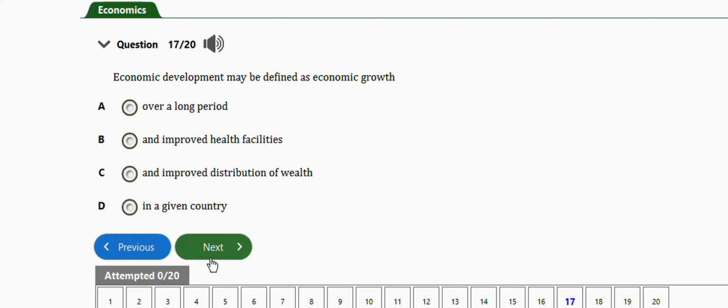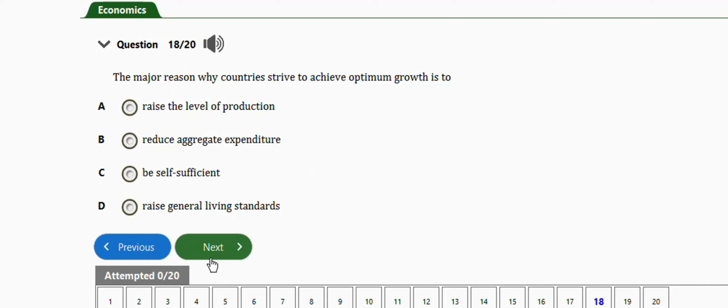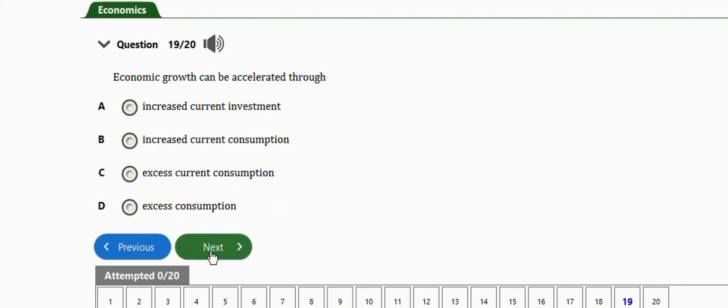Next question is this one. It says the major reason why countries strive to achieve optimum growth is to raise the level of production, reduce aggregate expenditure, be self-sufficient, raise general living standards. The right answer is option D, to raise general living standards. Next question is this one. It says economic growth can be accelerated through increased current investment, increased current consumption, excess current consumption, excess consumption. So the right answer is option A, which is increased current investment.